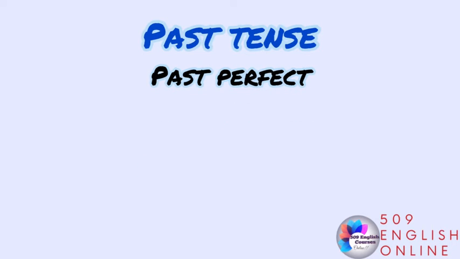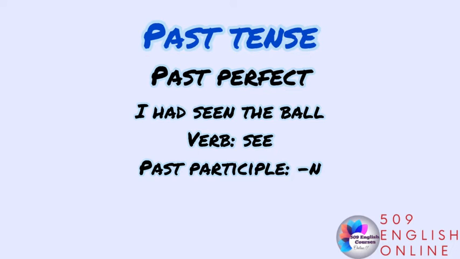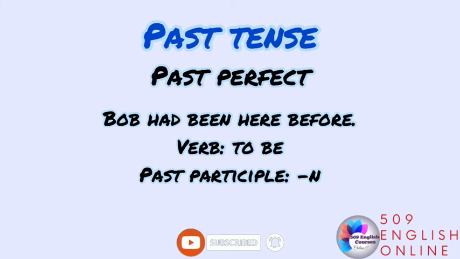So number one, I had seen the ball. As you can see, the subject was I, we used had, and we used the verb see and the past participle N. The second one, Bob had been here before. As you can see, we used the subject Bob, we used had, and also we used the verb to be, and the past participle was N.